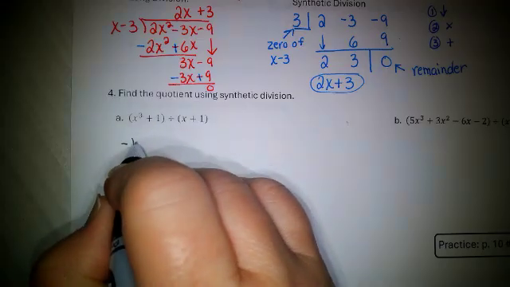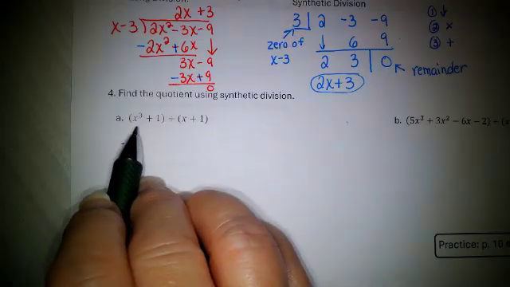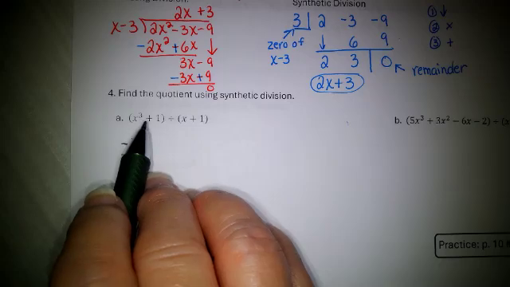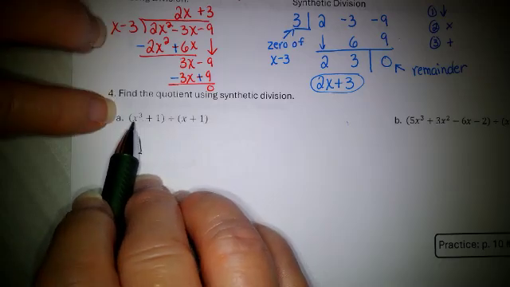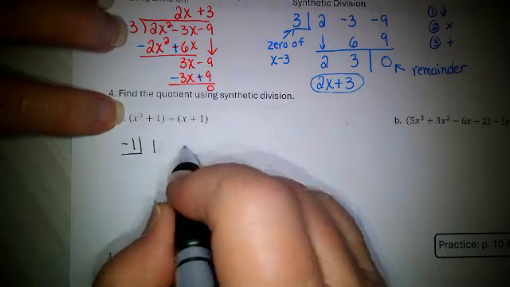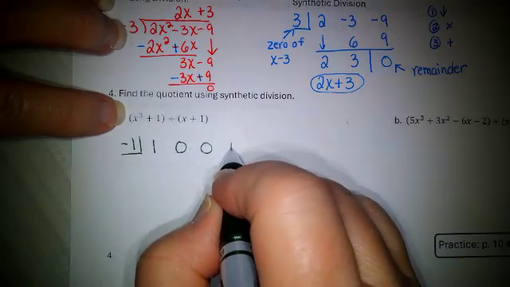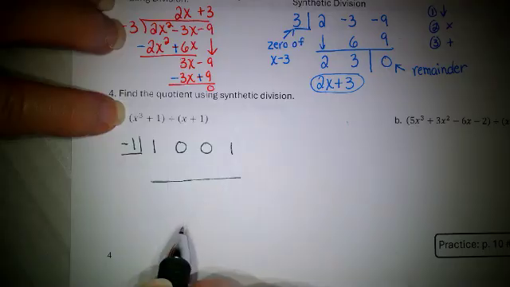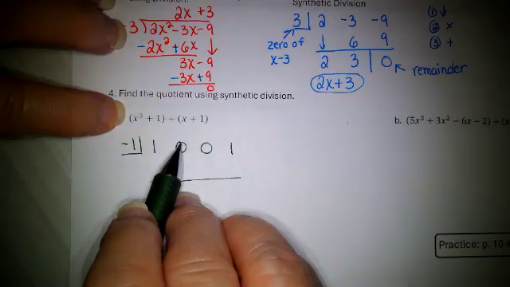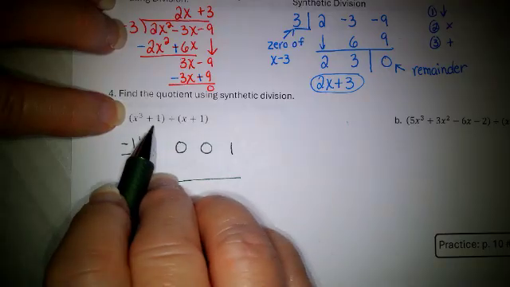It's negative 1. Now, when I do my coefficients, remember, if I'm missing a power of x, I'm going to put a 0. So x to the third is 1, x squared is 0, x to the first is 0, and then 1. So that 0 represented x squared and x to the first because I didn't have any terms.